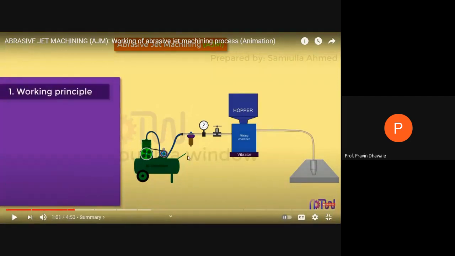Working: here we are using this air compressor in order to supply high pressure air to this mixing chamber. In this mixing chamber, we are providing one hopper in which certain hard material particles are used. They are called the abrasive particles. They are mixed in this mixing chamber. At the base of the mixing chamber, we are providing a vibrator. High pressure air is produced by the air compressor. It is cleaned by this filter, and its pressure is measured over here. That pressurized air is supplied to this mixing chamber by using this flow control.